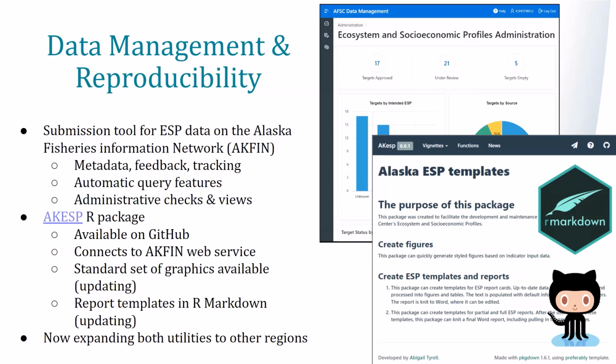So this is a data submission tool that allows collaborators to upload the indicators, the data that is used in the ESPs. It has a metadata module so that you can include description and details for each indicator, comments for kind of a conversation between the contributor and the data administrator, and it tracks data submissions from year to year. And it also has the ability to include any data that's already within the AKFIN database system. So that has been really helpful for managing the logistics of the workflow within Alaska.